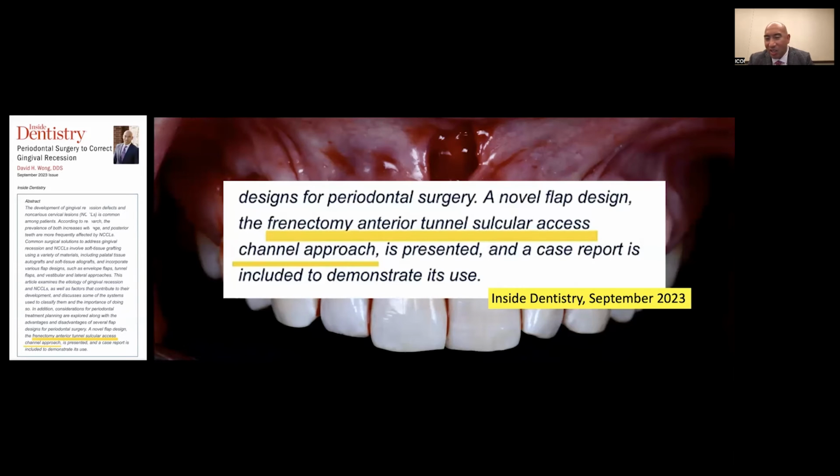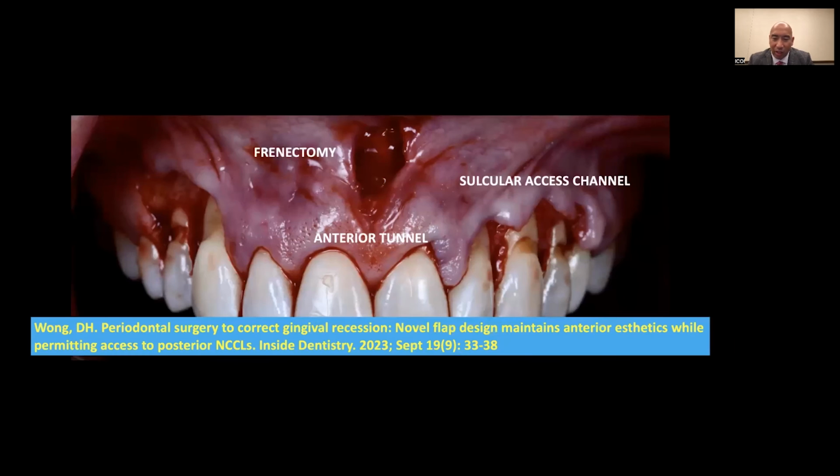Like I said, it's in Inside Dentistry, September 2023. The reason we call it that is it's a frenum access. So that's how we tunnel. Instead of tunneling through the sulcus like a lot of people do, we tunnel through the frenum. We do an anterior tunnel so we don't accidentally pop the papilla or lose the papilla, especially when we're trying to work on a front implant.